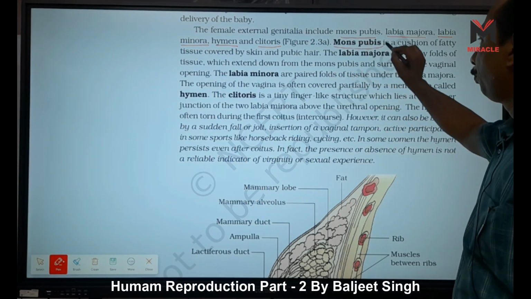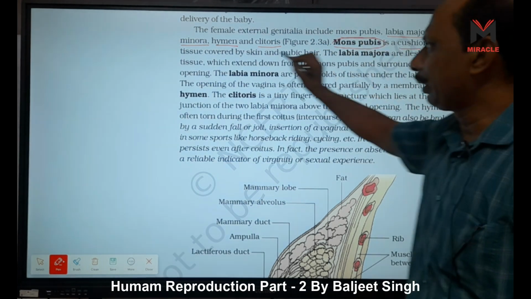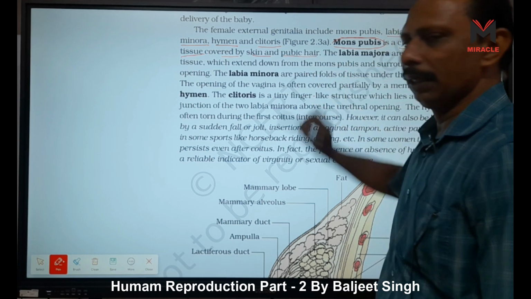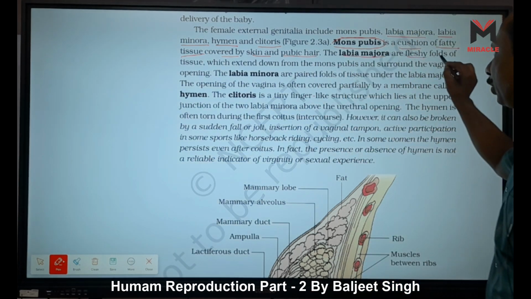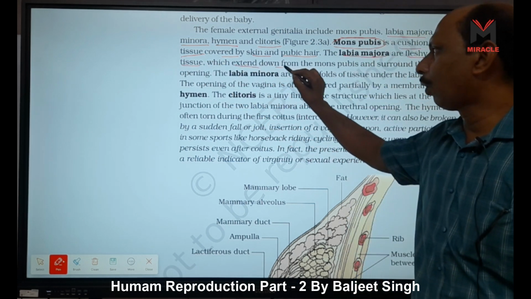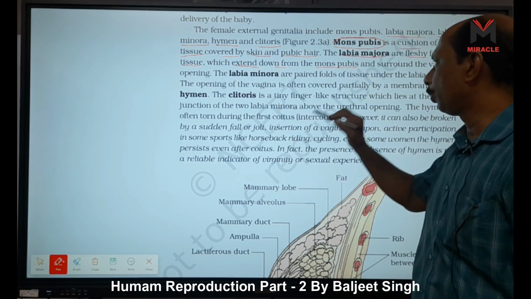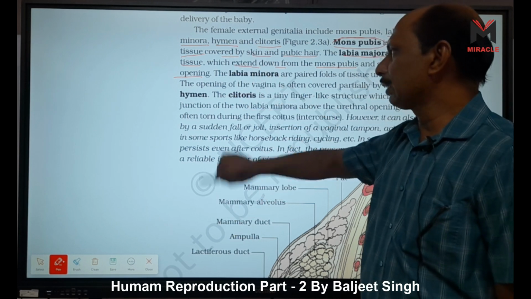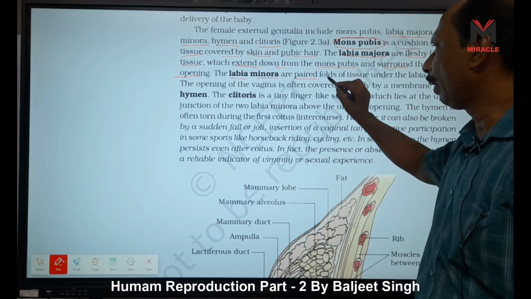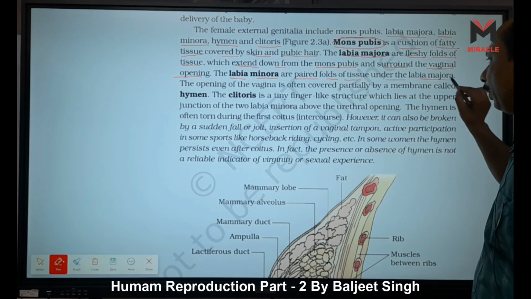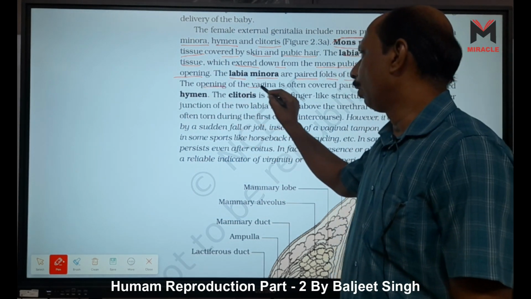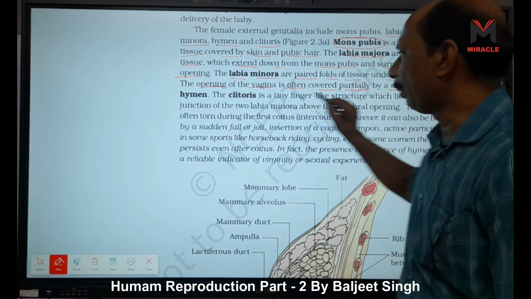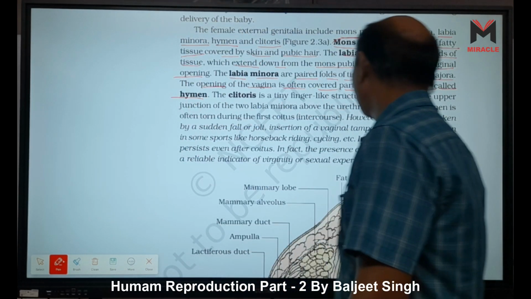Here, the mons pubis is a cushion of fatty tissue covered by skin and pubic hair. Second, the labia majora are fleshy folds of tissue which extend down from the mons pubis and surround the vaginal opening. Inside this, the labia minora are paired folds of tissue under the labia majora, right? The opening of the vagina is often covered partially by a membrane, and this membrane is called the hymen. This is a mucous membrane, right?